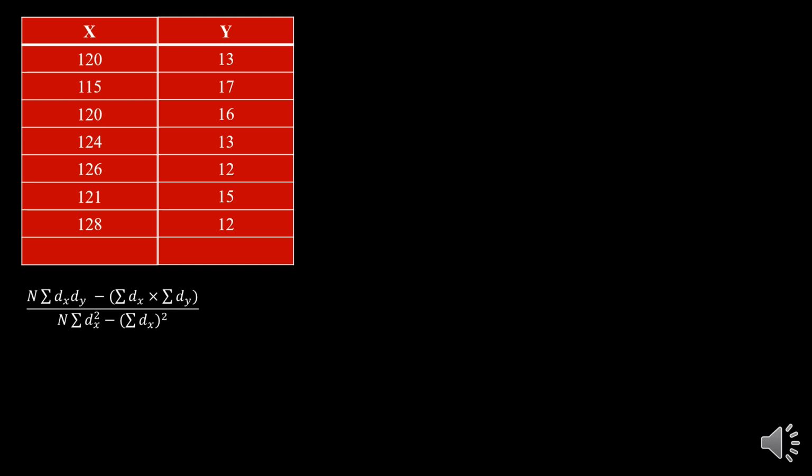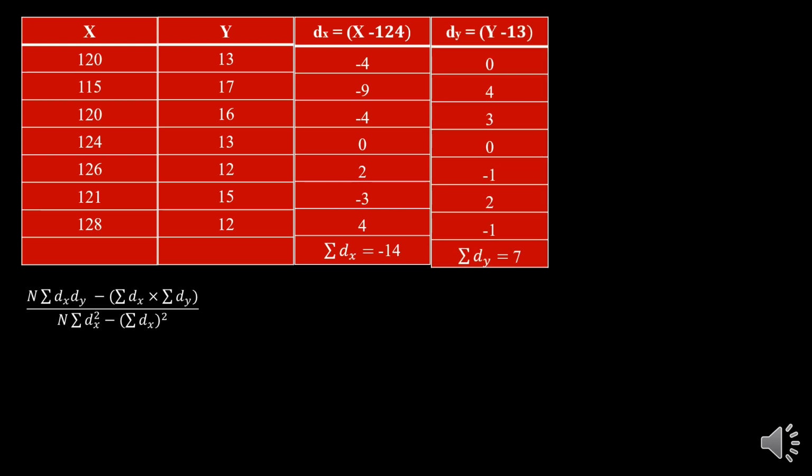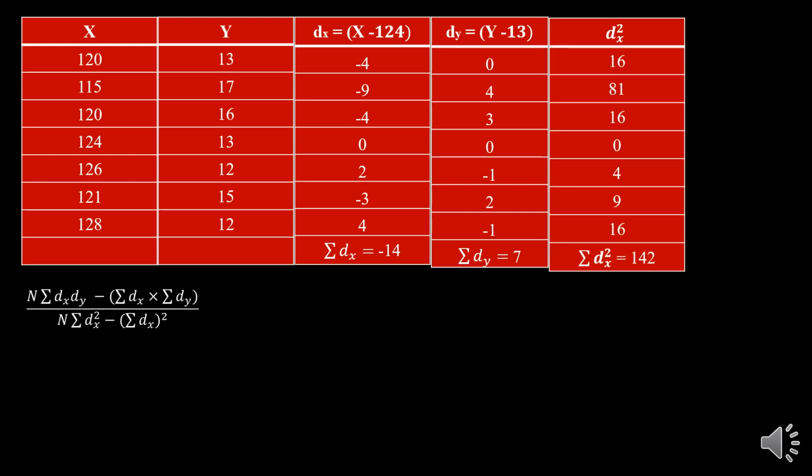So we need dx. Let us move to calculate that. dx is equal to x minus the assumed mean, which in the case of the x series is 124. These are the values, and we have the sum of dx. Then for dy, the sum of dy is equal to plus 7. Then we need summation dx square. dx square is like this: we take the square of the dx column. So summation dx square is equal to 142.